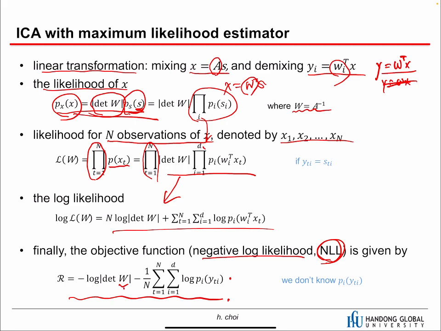But there is one problem. We don't know what Pi of Y is. We assume that the source signals are interesting, which means source signals are non-Gaussian, but we don't know exactly what kind of distribution it is. It could be Laplacian. Then if it is a Laplacian distribution, what are the parameters? So we don't have any information about these source signals.